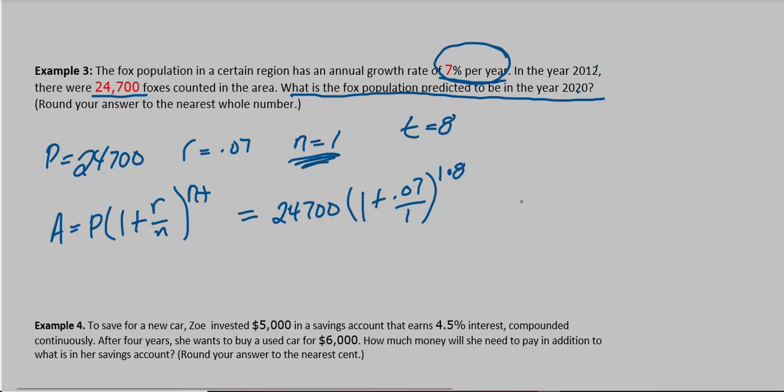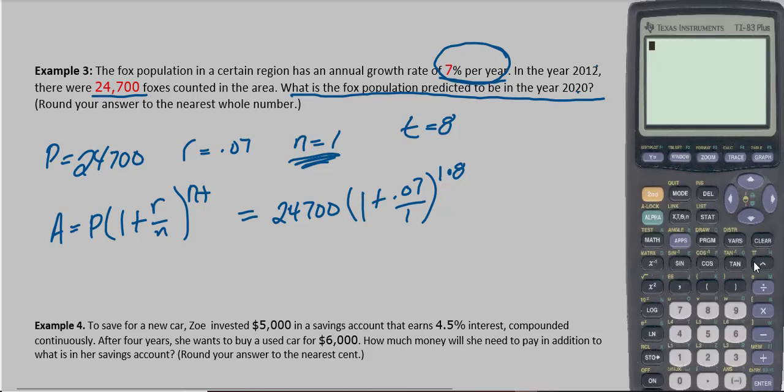So now we get to put all of this into our calculator again. So clear it out. We have 24,700, parentheses 1 plus parentheses 0.07 divided by 1, even though we know that's the same exact number. Okay, but I'm just going to put it in here so you understand how to put it in your calculator. Raised to the 8th power.